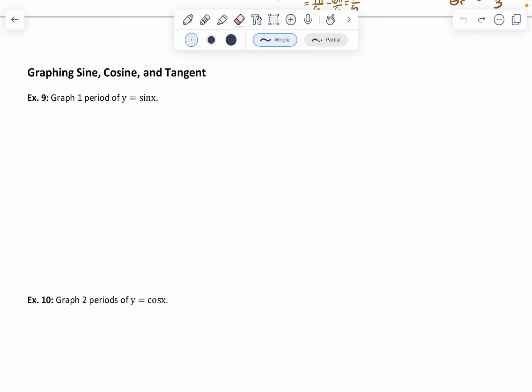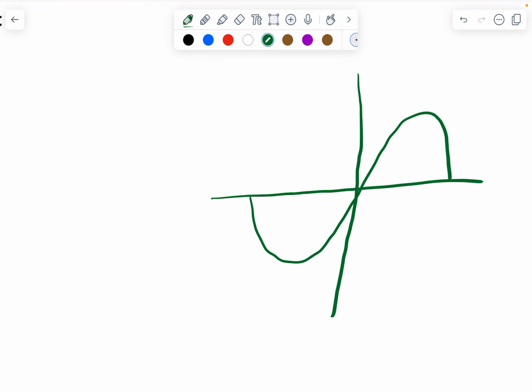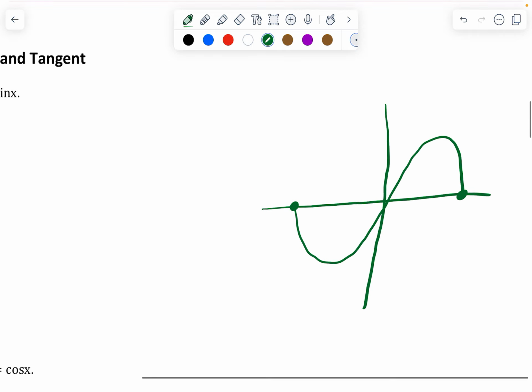The next topic in this unit is graphing sine, cosine, and tangent. The first one we're going to look at is sine. So I'm just going to start with the graph and then talk about the attributes of the graph as we go forward. Okay, so this is a graphical representation of sine. And then in the top corner, I'm also going to include a unit circle.